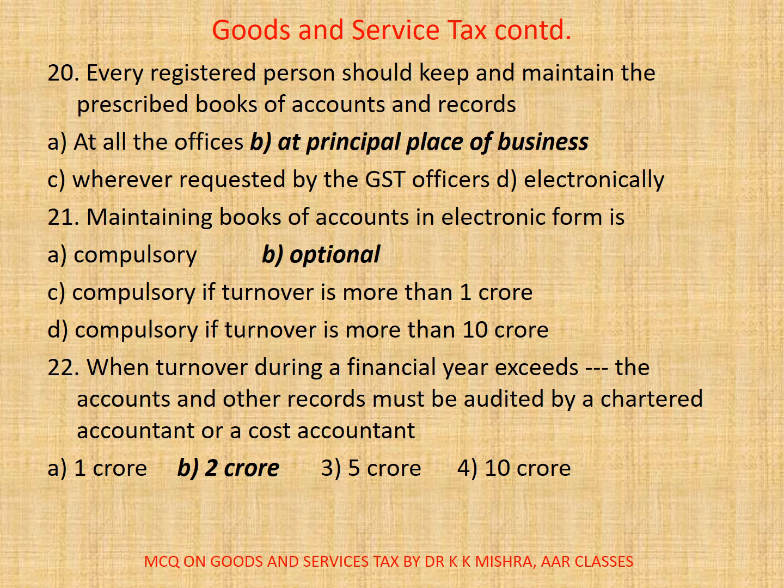22. When turnover during a financial year exceeds dash, the accounts and other records must be audited by a chartered accountant or a cost accountant. Options are A. 1 crore, B. 2 crore, C. 5 crore, D. 10 crore. Here correct option is B.